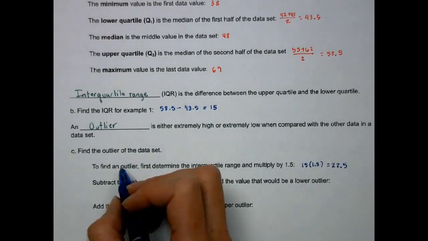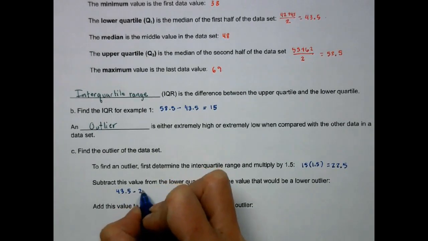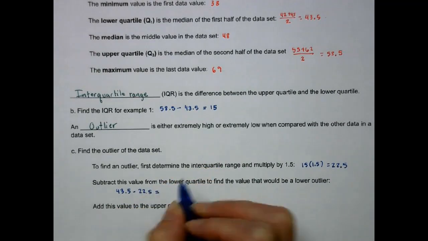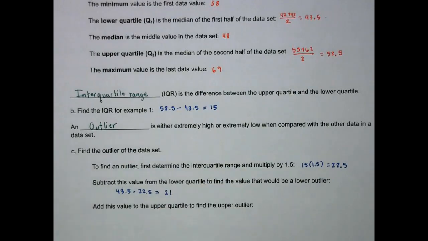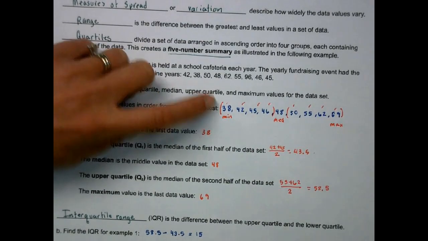I'm going to take my 43.5 and subtract 22.5, which gets me 21. So the lowest value would be 21. Well, in my set of data, the lowest I have is 38, so we're okay on that end.